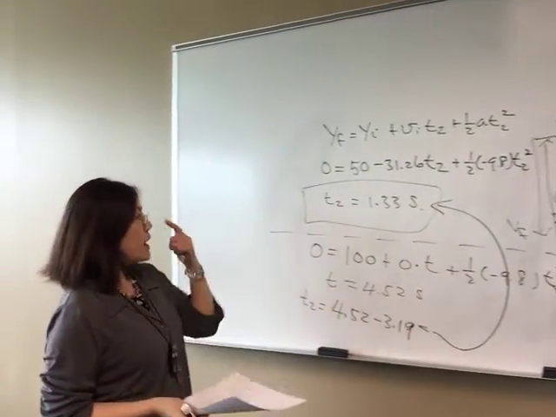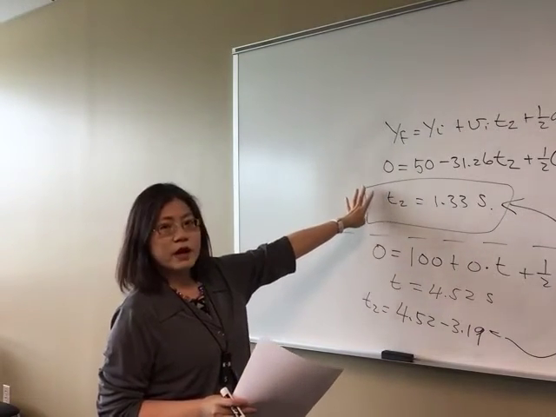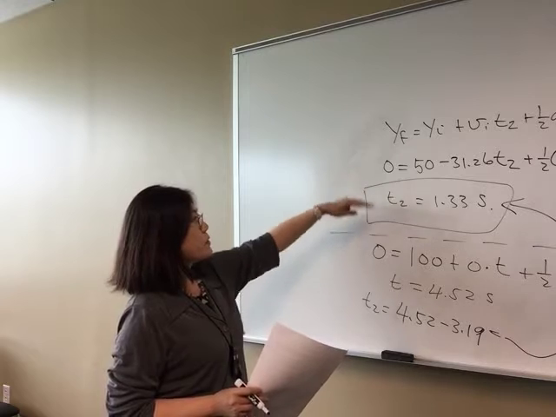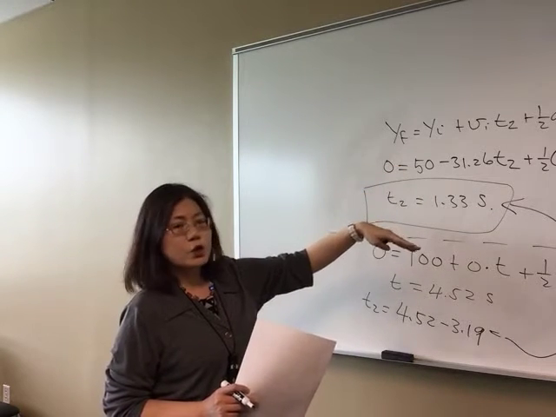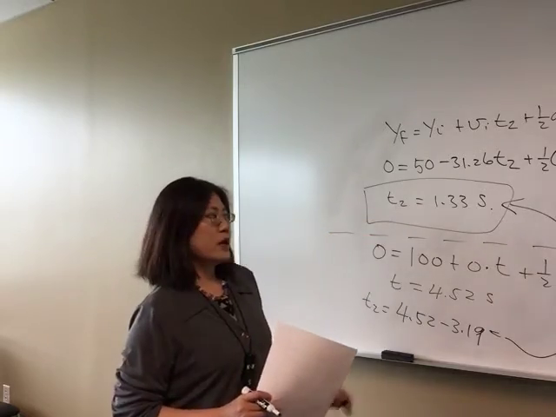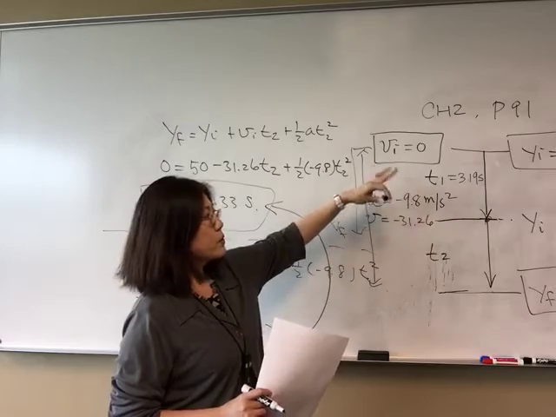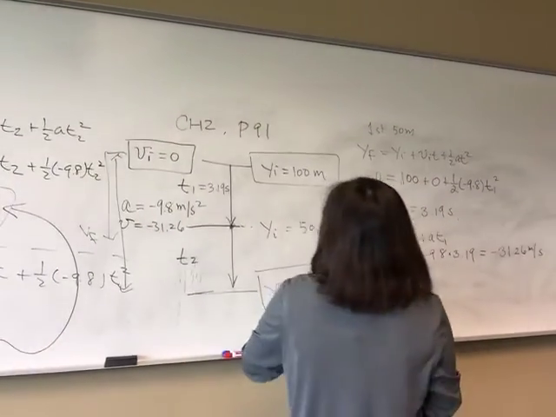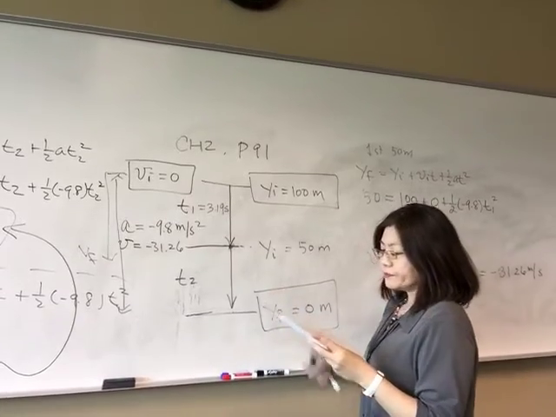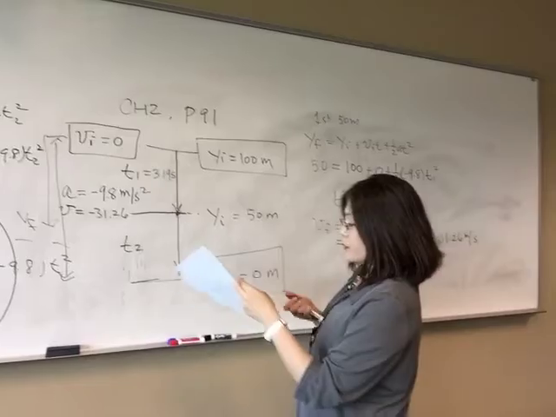Okay, so there are many ways to get the same values. It just depends on which point you choose as initial and which point you choose as final. And then you just have to make sure that you have the information required when you use the equations. Okay, so that's problem 91. And the last problem that I want to do is problem 99.